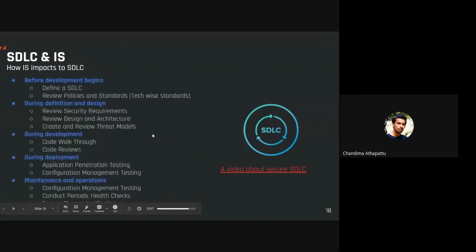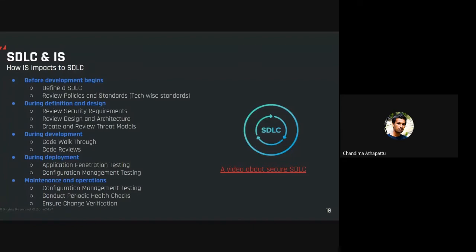As the video suggests, it's really important to handle securing the SDLC. Here we are talking about from requirement gathering to deployment. In each phase, it's really important that you address the correct measures to secure your solution.